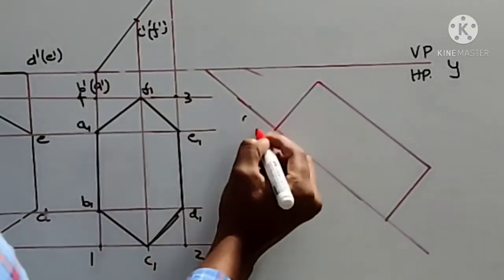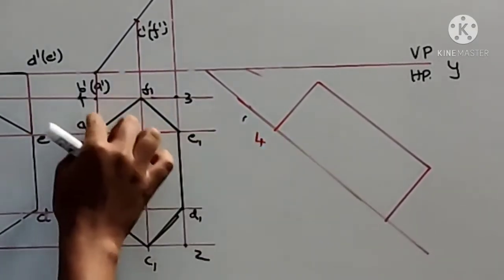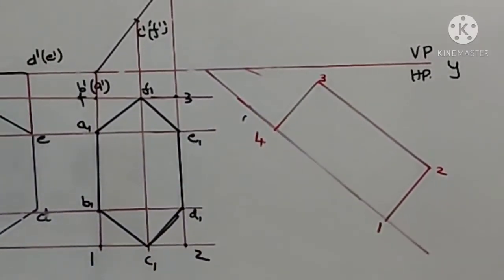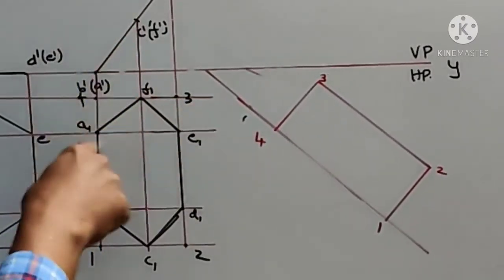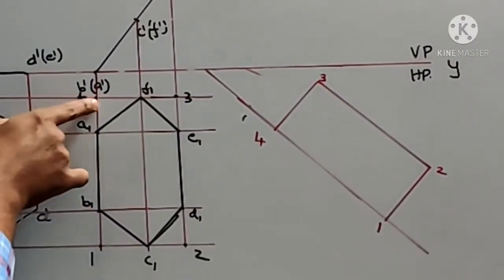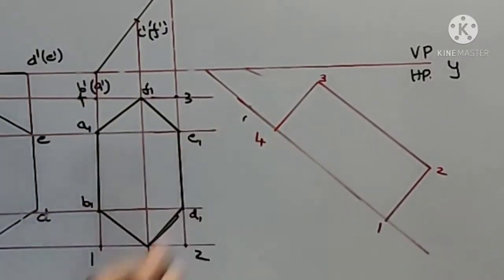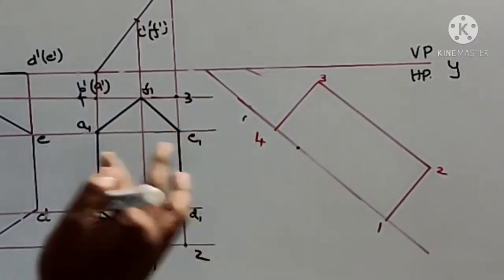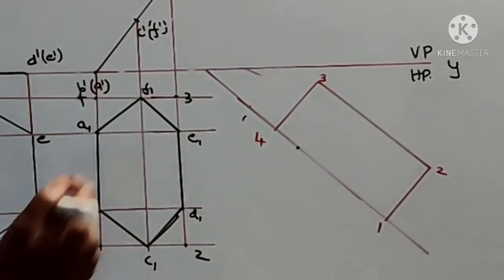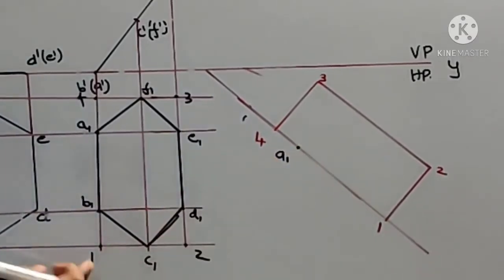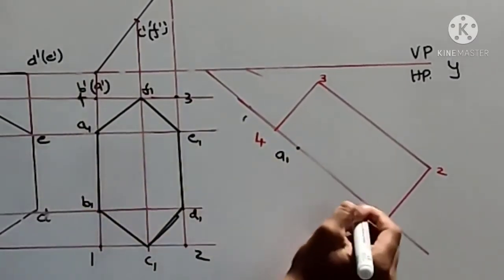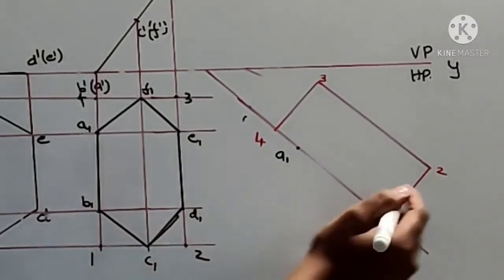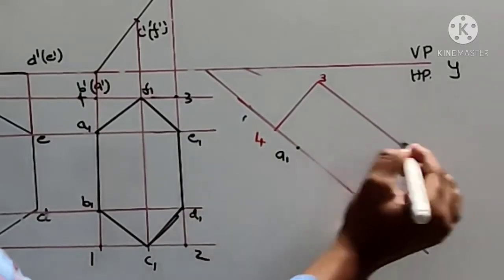So I draw the rectangle 1, 2, 3, 4. Next, in that rectangle, you identify the 6 points. From 4, you measure the A1 distance and transfer it here, because we are not going to change the shape, only the orientation we are changing. So this will be my A1. And from 1, measure the B1 distance and transfer it here. So this will be B1. And C1 will be the midpoint of this. And you transfer D1.